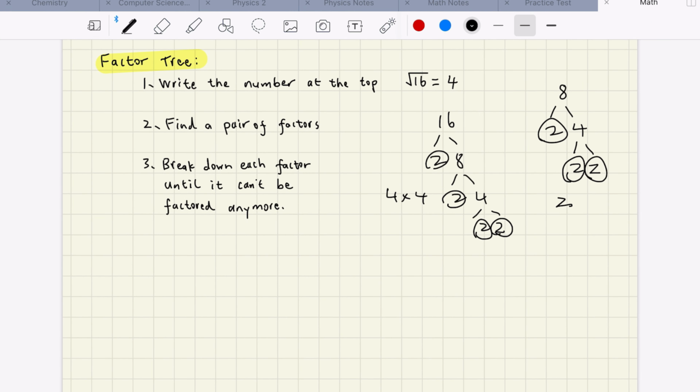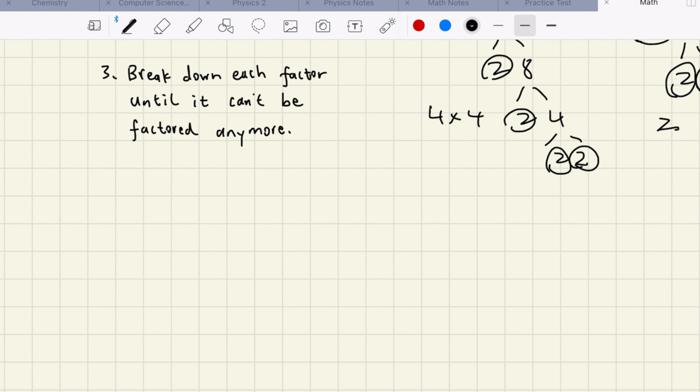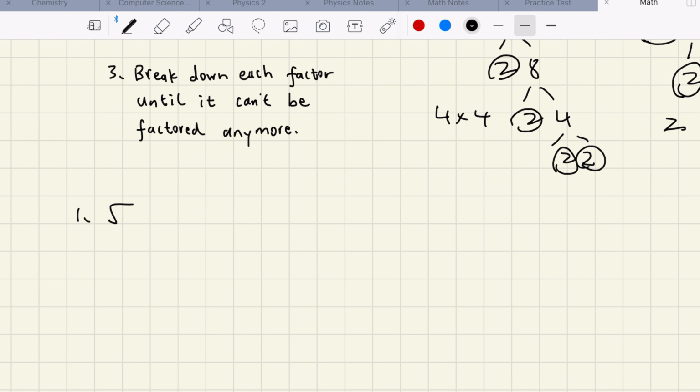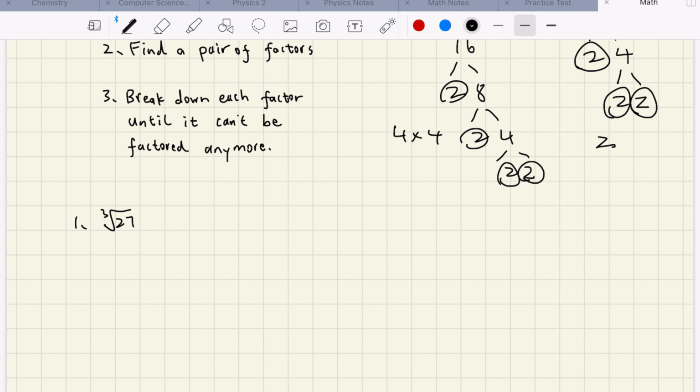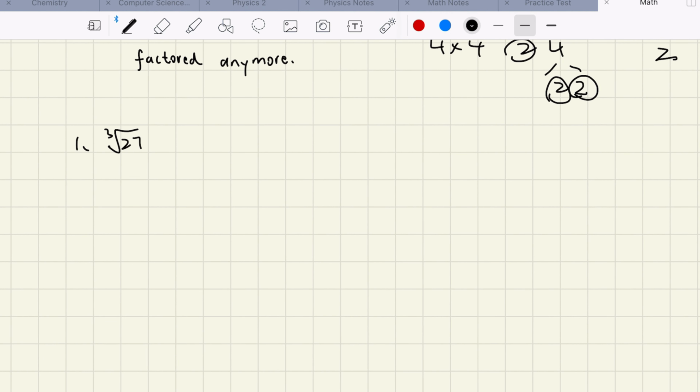So now let's try some simple problems first. Let's try the cube root of, remember this 3, cube root of 27. And you can pause this video and try to do this by yourself, and I will now do it. So 27, right there at the top. Find a pair of factors, 3 and 9, and 9 can be further factored, so 3 and 3. And now we have 3 3's, and remember we need 3 of them, so that's going to be 3. So the cube root of 27 is just going to be 3.